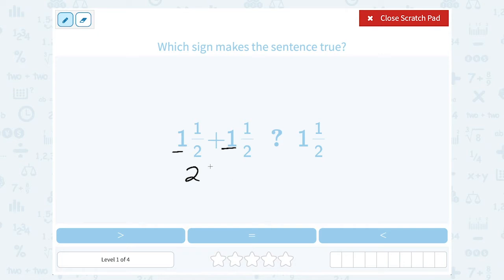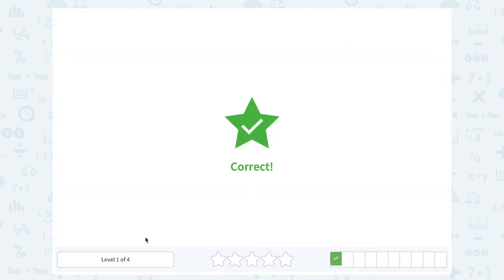Now in this case, 1/2 plus 1/2, right? Half plus a half gives me 1. So this one's easy enough mental math to finish it and say, okay, well 2 plus 1 gives me 3. So 3 is definitely going to be greater than 1.5. So I'm going to pick greater than.